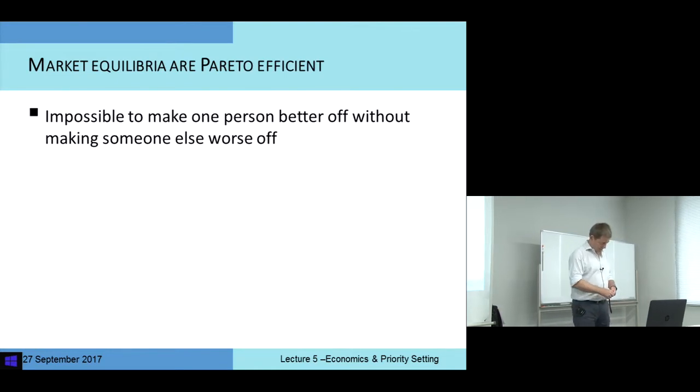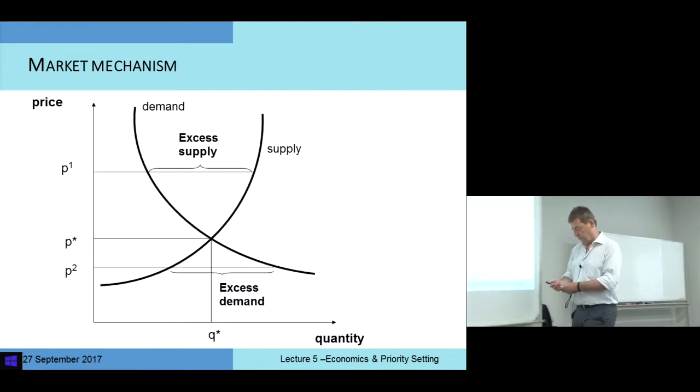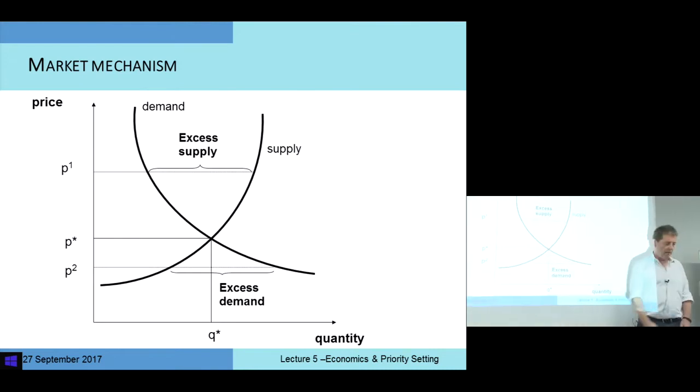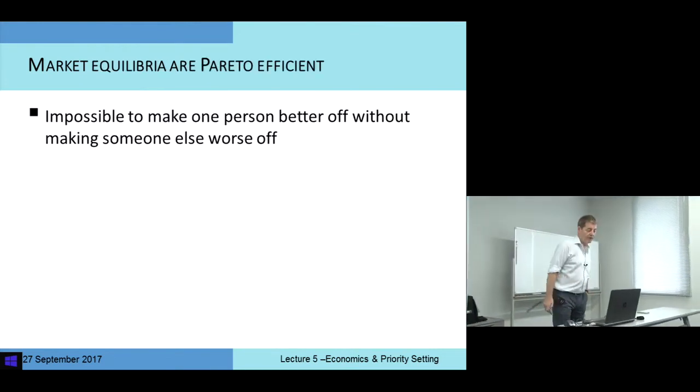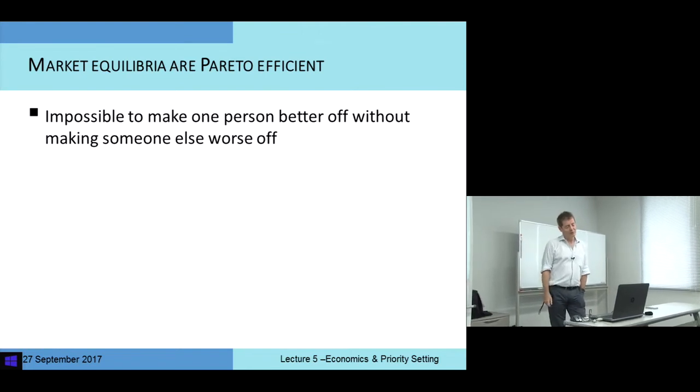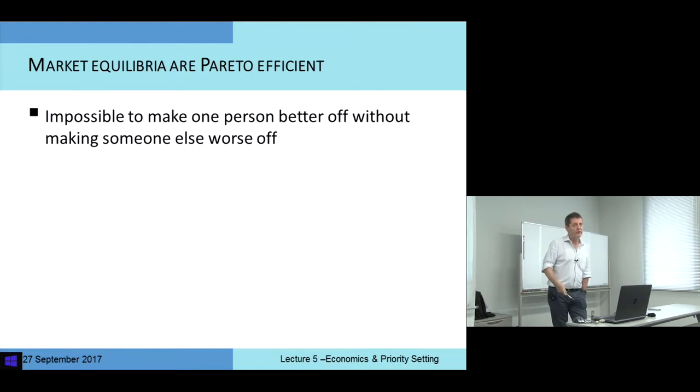Right, now these equilibrium points, this sort of point here, are what we call Pareto optimal or Pareto efficient. Jargon doesn't matter. The meaning is this: if we're in this position, this market equilibrium, it's impossible to make one person better off without making someone worse off. That's what we mean by Pareto efficient. Impossible to make one person better off without making someone worse off.